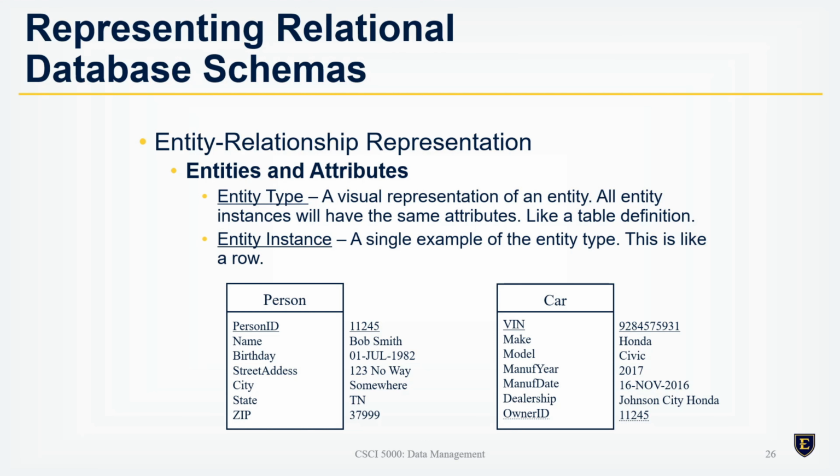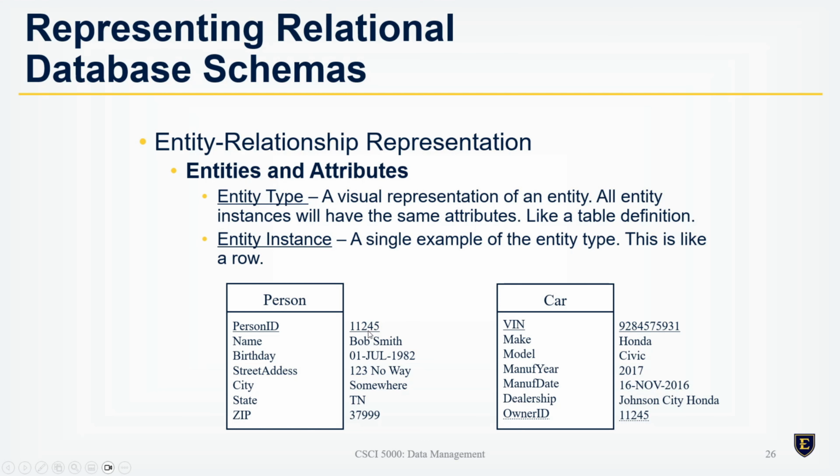So we have an entity type. The entity type is the visual representation that we see here, person. That's an entity type because all entities have a person ID, name, birthday, street address, city, state, or all entity types of car have a VIN, a make, a model, manufacturing year, date, dealership, and owner ID. Each of these is an abstraction of entity instances. So an entity instance is a single example of the entity type. So it's much like a row.